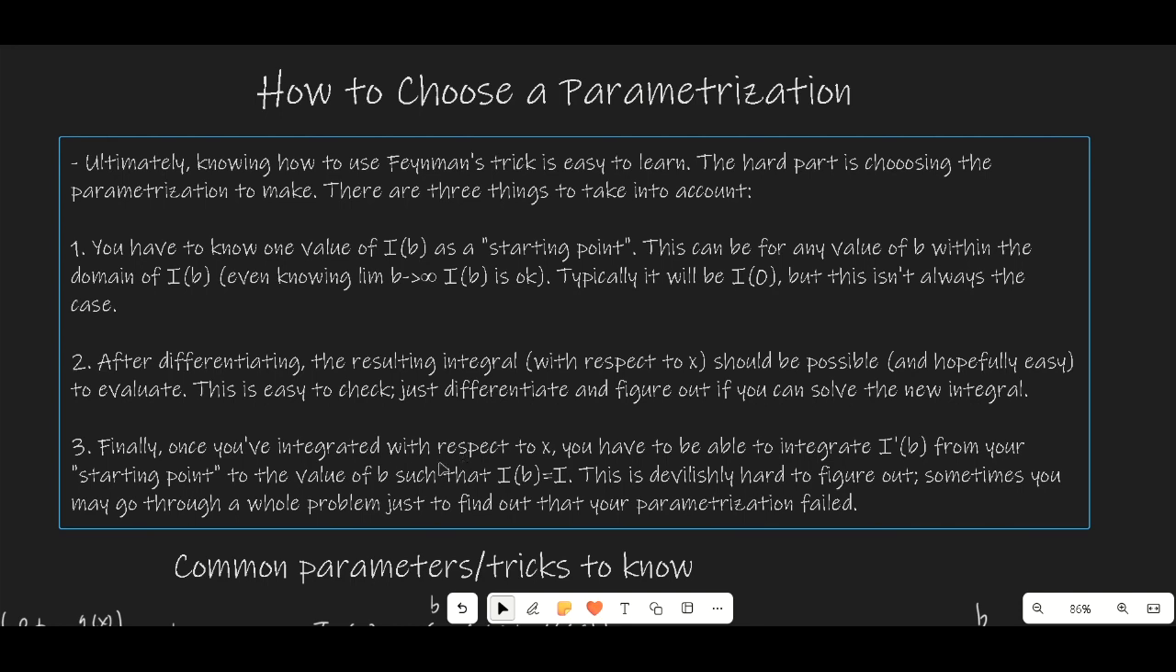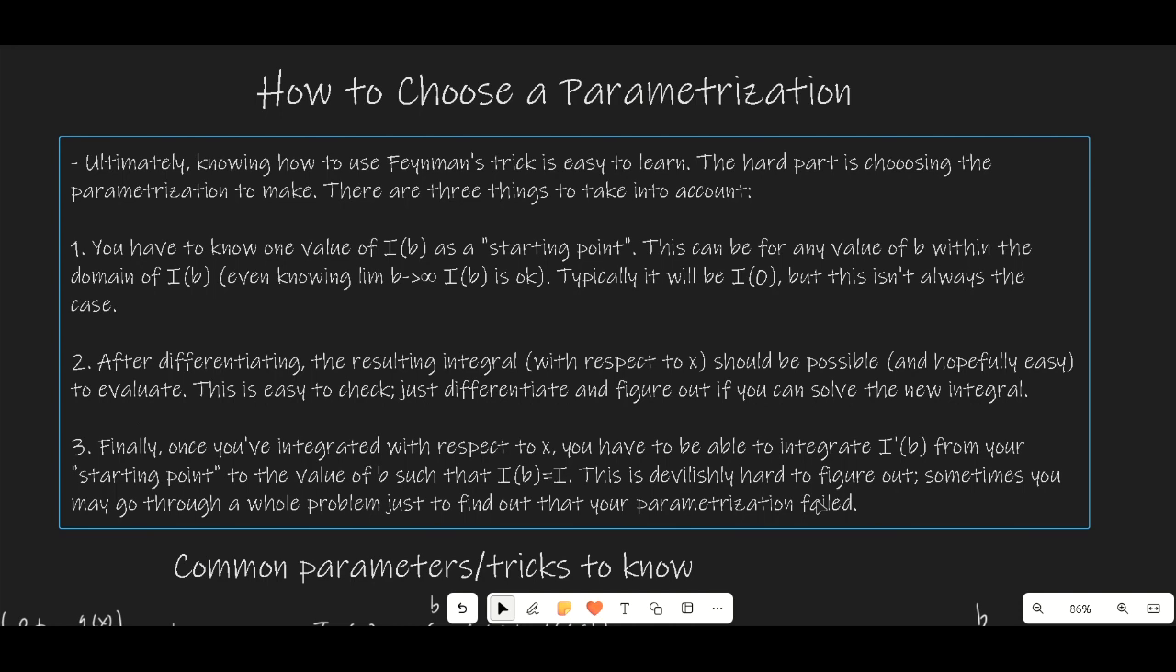What that means is the alpha in our first example right there. So when I say the value of b such that I of b equals, for example, 1/3 in the problem we just solved, or alpha in the original example. This is the hardest part to figure out, because sometimes you may go through the whole problem just to figure out your parametrization failed.